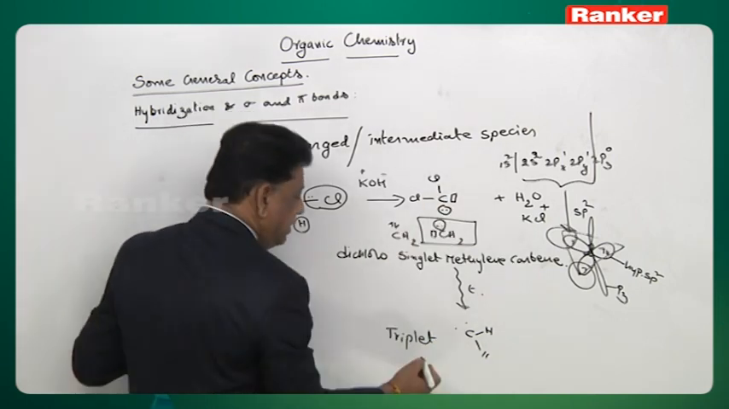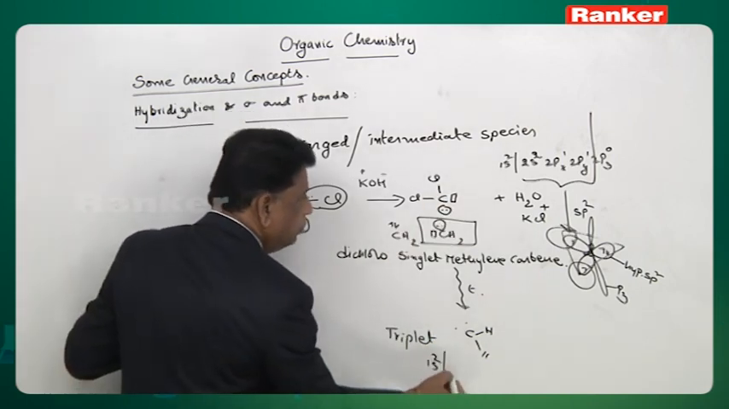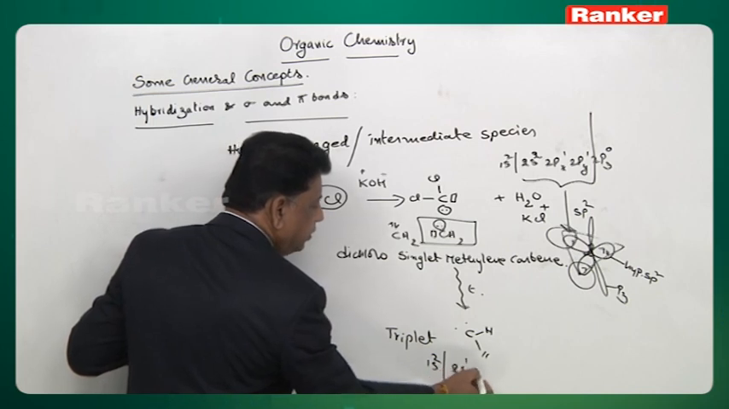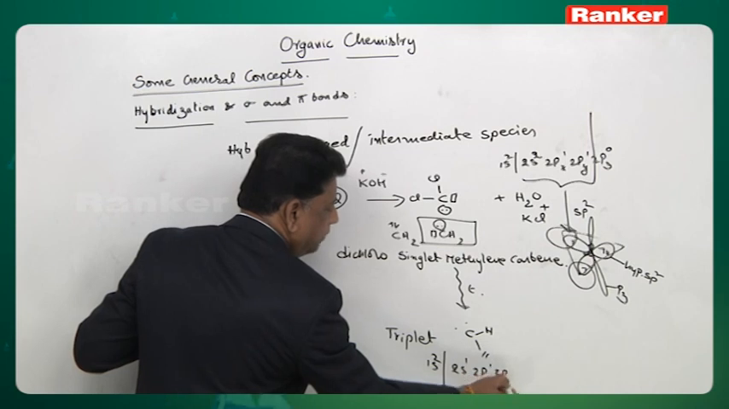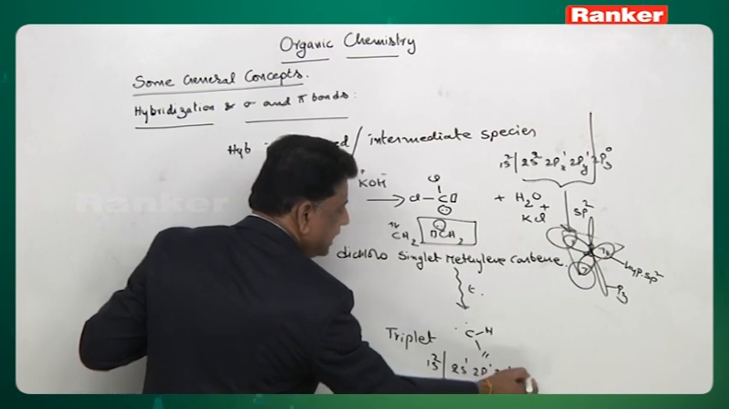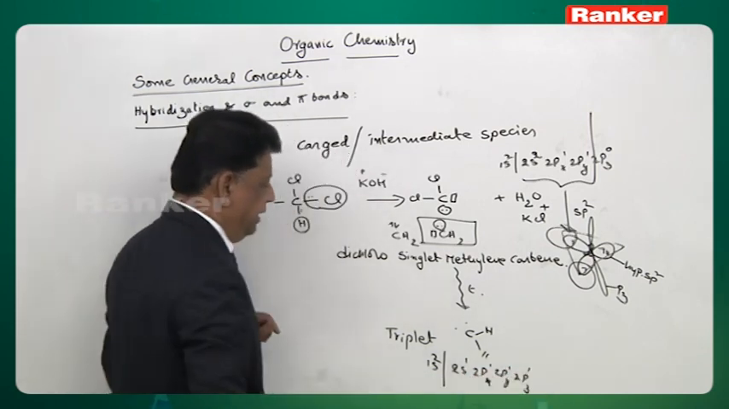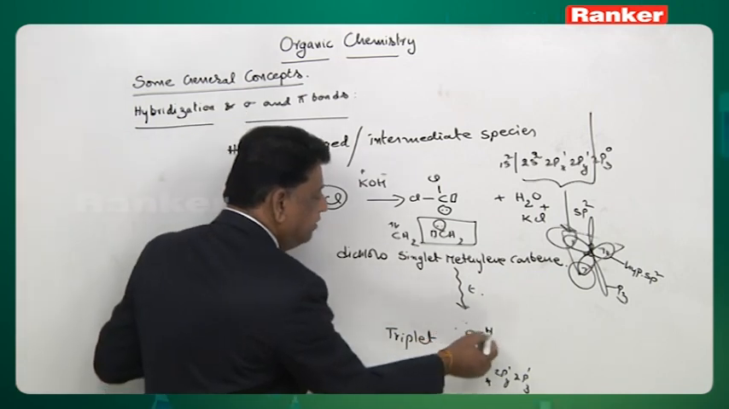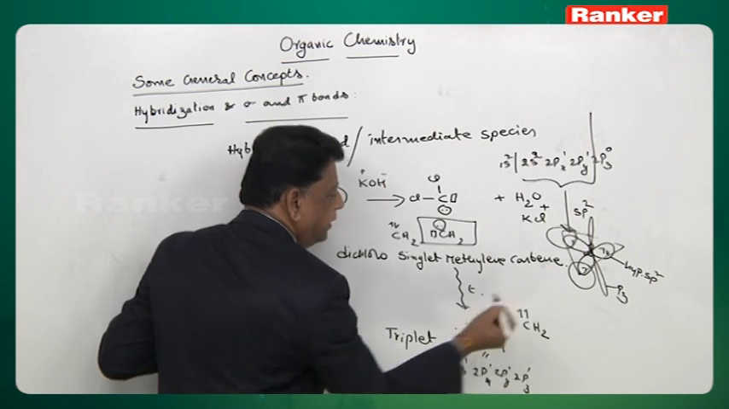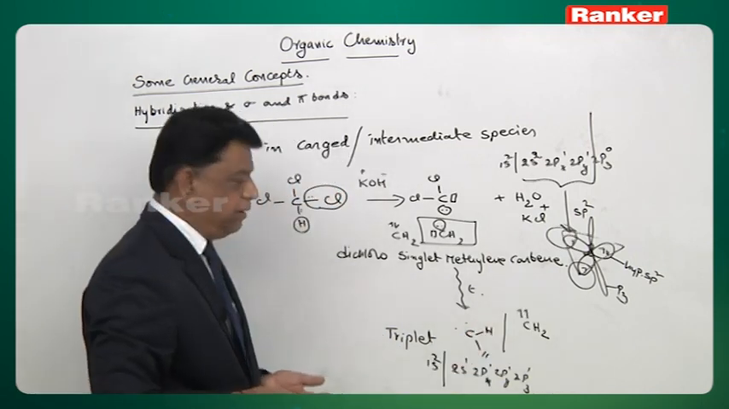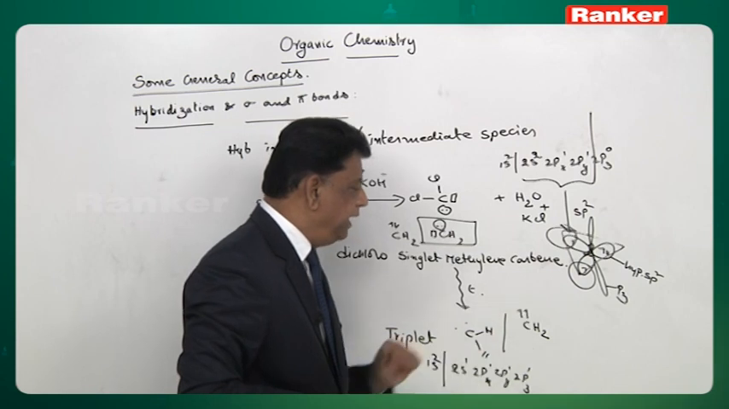The electronic configuration will be 1s2, 2s1, 2px1, 2py1, 2pz1. No loss, no gain. All the 4 electrons are there, but different. They may be represented like this. One up and also up. That means they are in separate orbitals. The spin is not paired, isn't it?